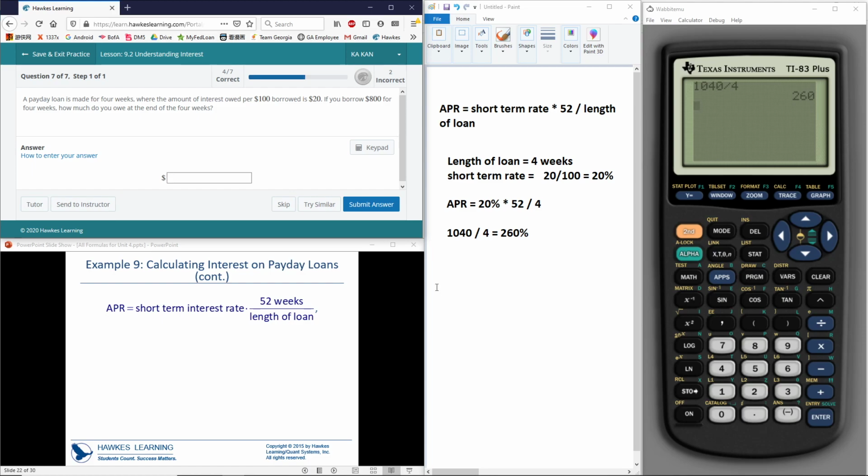So this is the APR of this loan. That's 260%. Now, let's see what they're asking. If you borrow $800 for 4 weeks, how much do you owe at the end of the 4 weeks? So think about it, for every $100, you're going to pay 20. You got 8 of them. So just times 8, and this one is 160.